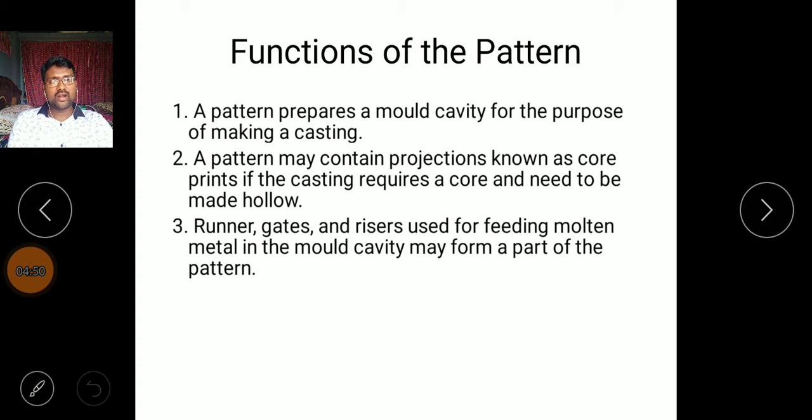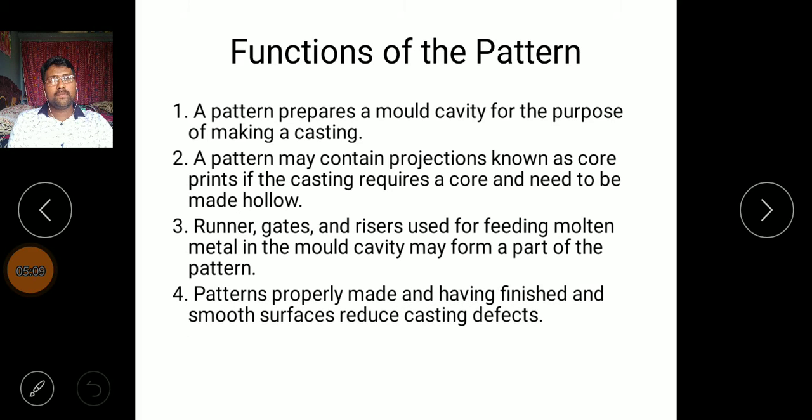Next, runners, gates and risers used for feeding molten metal into the mold cavity may form a part of the pattern. The gating system helps to pass the molten metal from the top of the mold to the mold cavity.